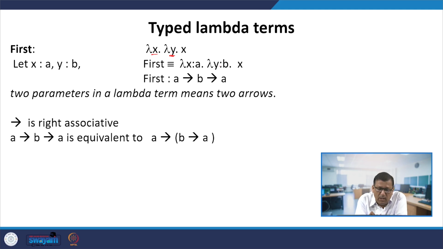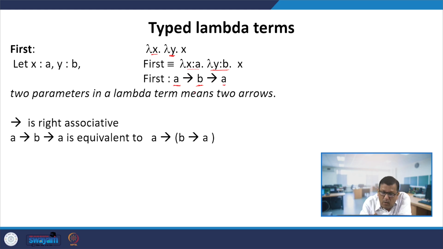So, the typed version will be: x colon A and y colon B, and the body is as before. It will be first, and the type will be in a similar way: x is A and y is B, and the result is A. This says there are two arguments A and B. We write this way because x is first, so we write A, y is second, so we write B, and then we write the result. So, it is A arrow B arrow A.